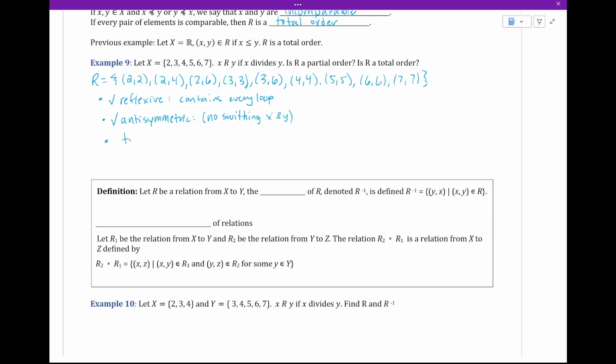Is it transitive? Let's see. I go from (2,2) to (2,4). And then I go from (2,4). Let's see. I go (2,2) to (2,2). So it is transitive. It's mostly transitive because I'm not really seeing this triangle structure anywhere to have this third one. So it is transitive. Since I have all three of those, R is a partial order. Is it a total order?